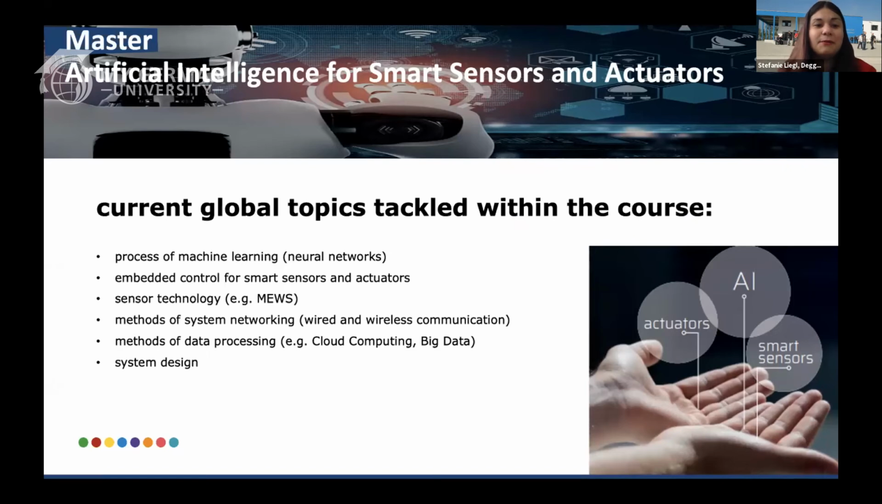There are current global topics which we want to tackle within the framework of this course. For example, machine learning with neural networks, sensor technology, as well as cloud computing or big data, system design. There are countless topics we want to tackle in this program.